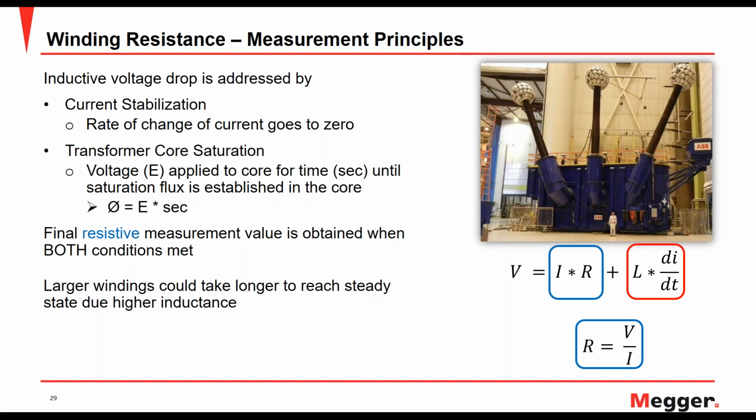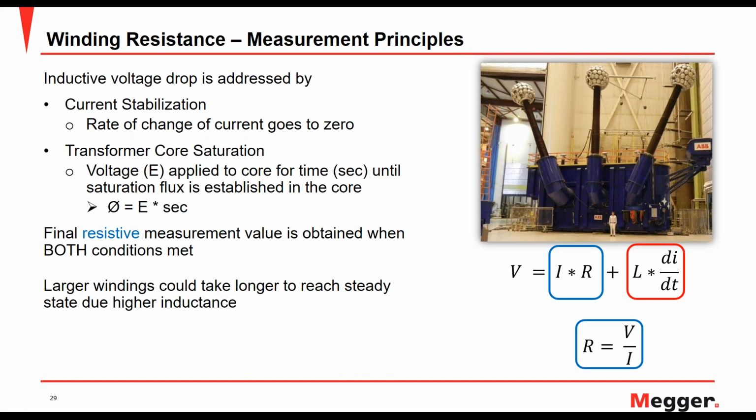So this inductive voltage drop that we discussed can be addressed by fulfilling 2 conditions. One is current stabilization. We saw that the inductive voltage is generated from the rate of change of current. So if the rate of change of current is driven to 0, the inductive nature of the transformer winding will not affect our resistance measurement. And the other important aspect is to ensure that the transformer core is saturated.